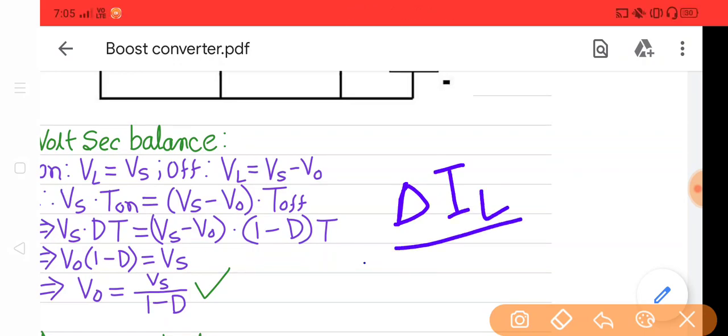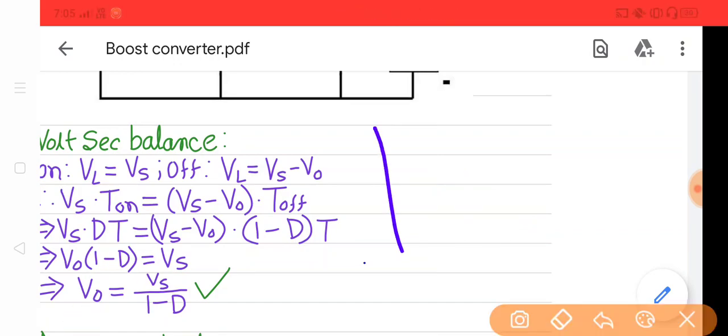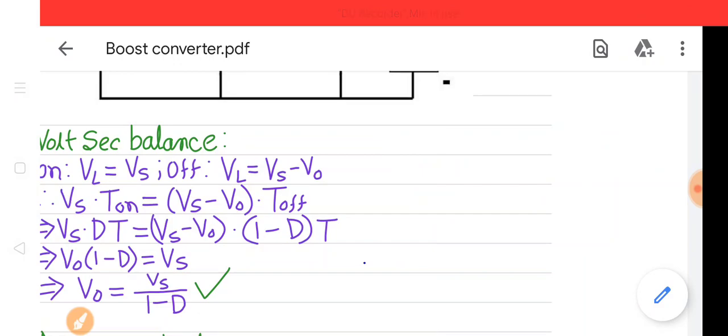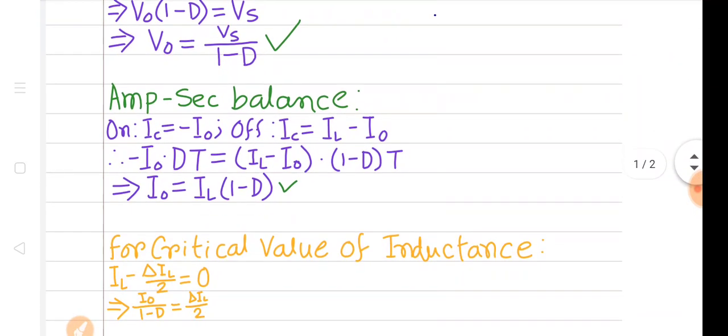Suppose this is the zero value. The difference between maximum inductor current and minimum inductor current we are considering as delta IL. Critical value of inductance means for which value of inductance the inductor current will be just continuous. Just continuous means it will start from zero value and after discharge it will reach zero value. So inductor current will look like this. If we decrease the value of inductance from the critical value, in that case that will be in discontinuous conduction mode. Now we are going to calculate the minimum value of inductance for which the inductor current will be just continuous. How to calculate?